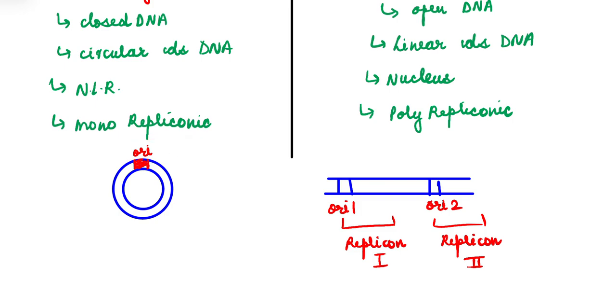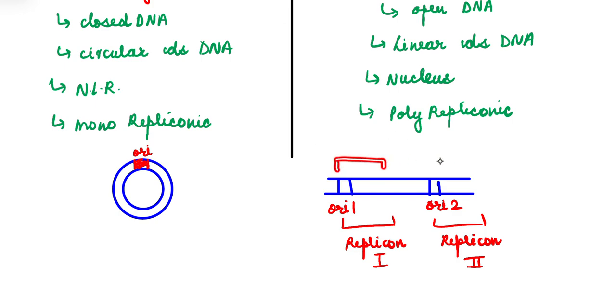prokaryotes is monorepliconic. But when we talk about eukaryotes, the mode of replication in eukaryotes is polyrepliconic. It simply means that there are many ORI sites and there are many replicons. We can say that because there are many replicons and many ORI sites, the replication will not take place in a continuous fashion. Because there are many ORI sites, repeated replications at new places of the DNA will take place.